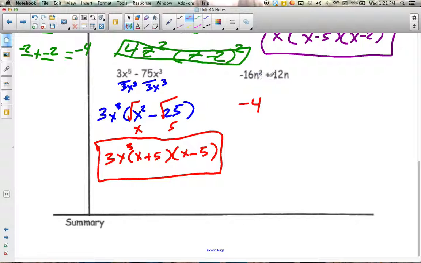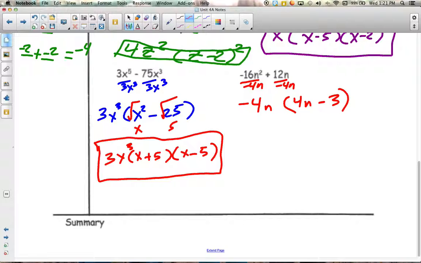And if you look at the variable, each term has at least one n. So let's take out negative 4n, and let's see what we're left with. Negative 16 divided by negative 4 is positive 4. N squared divided by n is n. And then 12 divided by negative 4 is negative 3. N divided by n is positive 1.